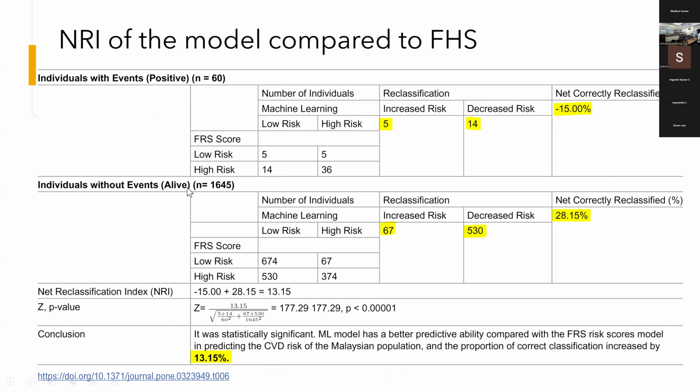And in those who did not have an outcome, the algorithm had wrongly shown high risk for 67 participants, and it had correctly shown reduced risk in 530 participants, which corresponds to an NRI score of 28.15%. So when we add both these values, we get an NRI value of 13.15%, which means that the risk model was actually better than the Framingham risk score.